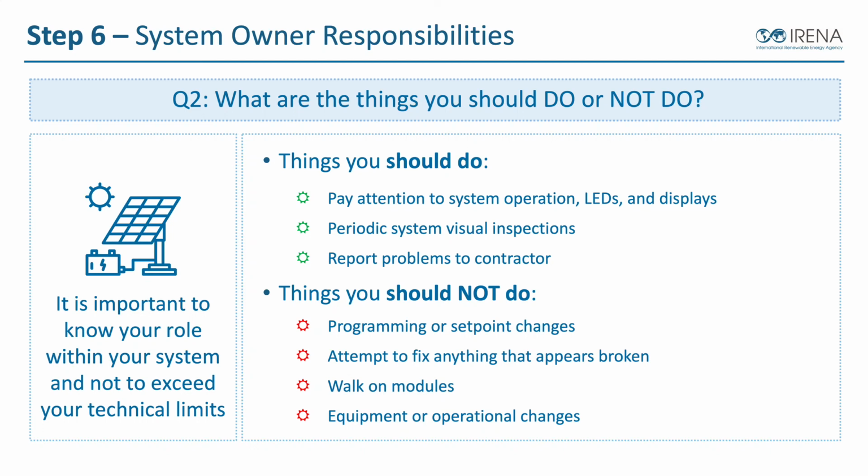Things you should not be doing: changing any programming or set points. We don't want to adjust programs or set points. Grid-tied systems really don't have a lot of programming. Battery-based systems, or systems with generators and anything with a battery and larger stuff, will have a lot of charging set points, generator auto start settings, various programming like that.